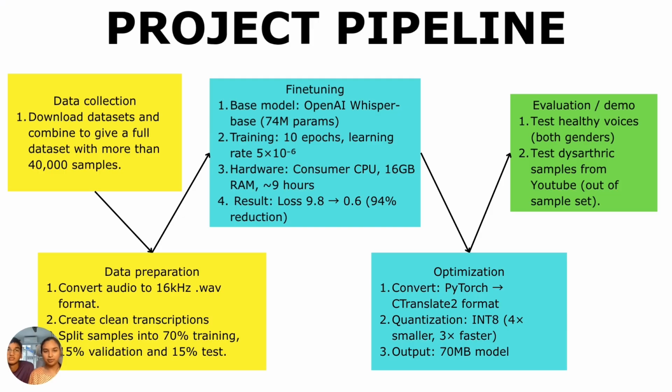This is our project pipeline to complete this project. What OS has done is in yellow, what I have done is in blue, and what we have both collaboratively worked on is in green. Hello, my name is OS, and what I worked on is the data collection and the data preparation. My name is Naba, and I carried out the fine-tuning scripts and the optimization scripts. We both worked on the evaluation and demo of our final GUI.